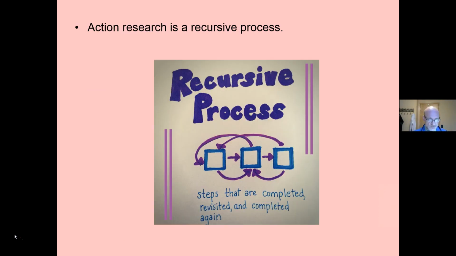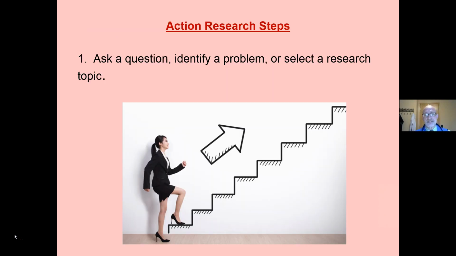First of all, action research is a recursive process. It is not linear. Yes, I'm giving you steps, but we do not always proceed in a linear fashion. Sometimes steps are repeated or done out of order. So keep that in mind.